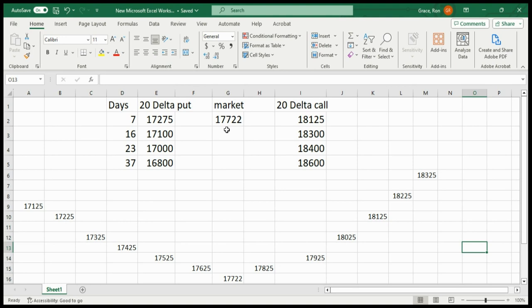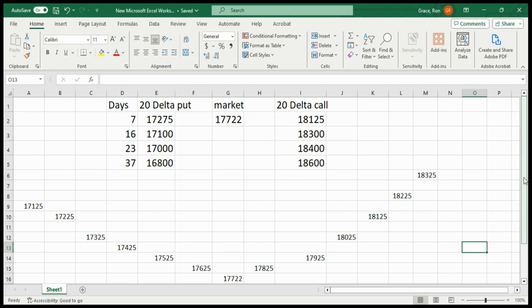If you go out, here's a day, 7 days, 16, 23, 37. Here's your 20 delta put, and over here's your 20 delta call. As you can see, the farther you go out in time, the farther you get away from the market price. On the put side, it continues to go lower. Same thing on the call, it continues to climb higher.